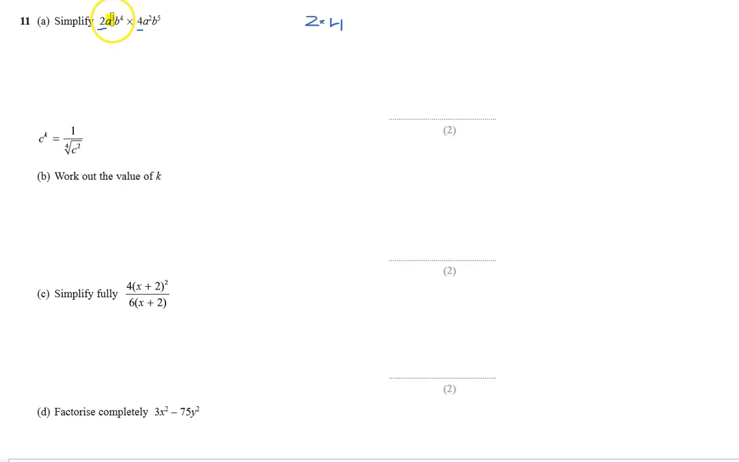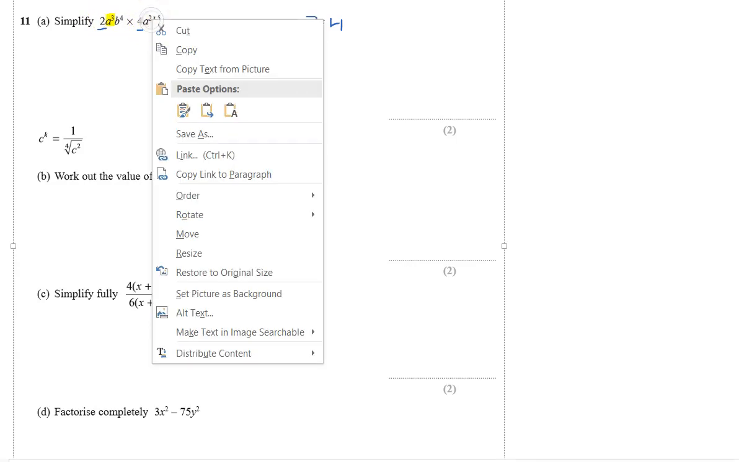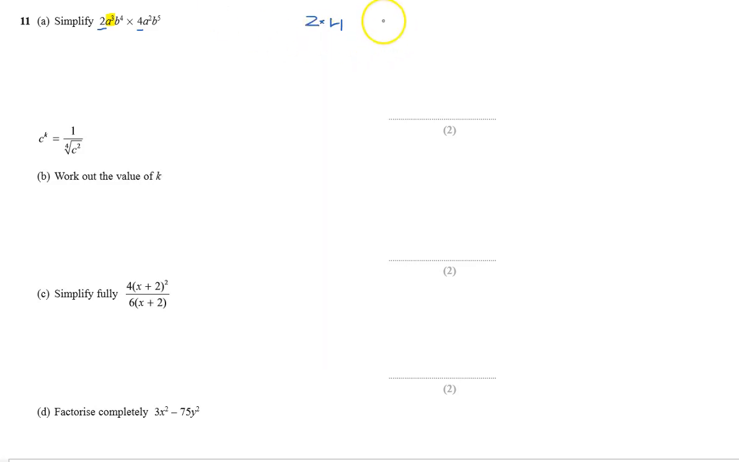Then we have this a cubed and a squared. We write it separately. a cubed and a squared, we have to multiply this. Then we have b to the power 5 and b to the power 4. Then we can multiply b to the power 4 multiply b to the power 5.